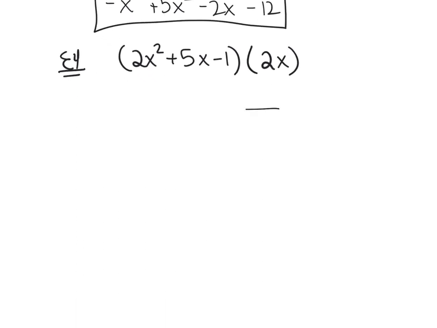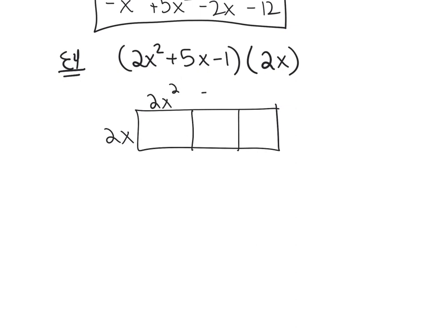Okay, so you can set it up as a 3 by 1. Here's your 2x. Here's your 2x squared, your 5x, and your minus 1. So in the first box, you're going to do 2x squared times 2x. So that's 2 times 2 is 4. X times x squared becomes x cubed.